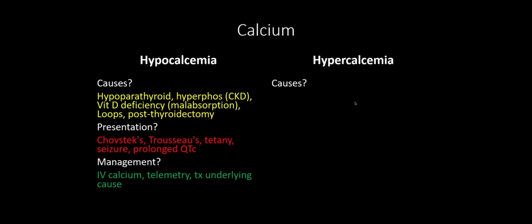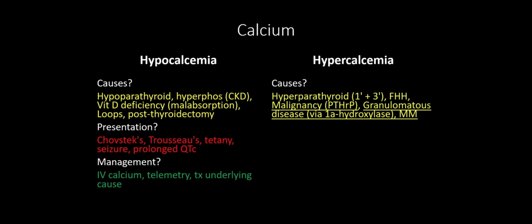Hypercalcemia can be due to hyperparathyroidism, either primary or even tertiary. Familial hypocalciuric hypercalcemia. Sorry about that, it's a tough one. Malignancy, hypercalcemia of malignancy with increased PTHrP. We mentioned this in one of our other videos, the pulmonary video, I believe. Granulomatous disease via 1-alpha hydroxylase from the epithelioid macrophages in those cases. Multiple myeloma.